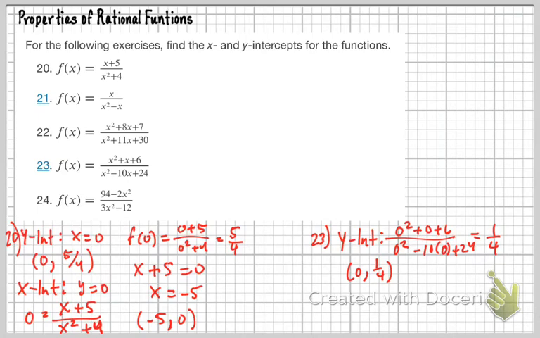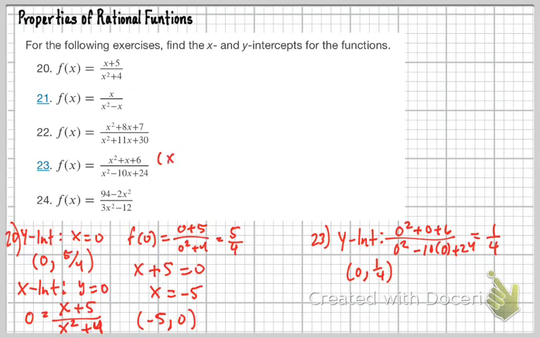Now let's take a look at 23. For number 23, we're going to have to factor that top. The reason we didn't have to deal with it for the first one is that it was a linear factor to begin with, or a first degree polynomial. Those are easy to figure out. Number 23 gets a little bit more complicated, so I have to be able to factor both the top and the bottom.